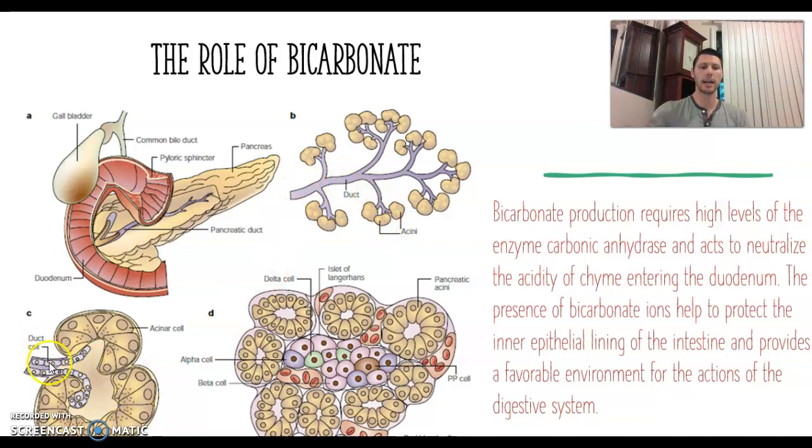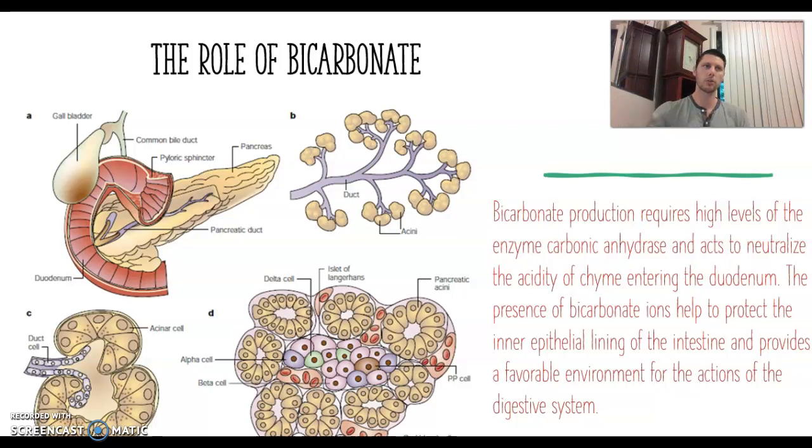Down here we see the actual duct cells. So these are ones that produce and secrete the bicarbonate. And so bicarbonate production is really important, and it does require high levels of the enzyme carbonic anhydrase, which we probably remember from carbon dioxide in the respiratory system. And it acts to neutralize the acidity of chyme entering the duodenum.